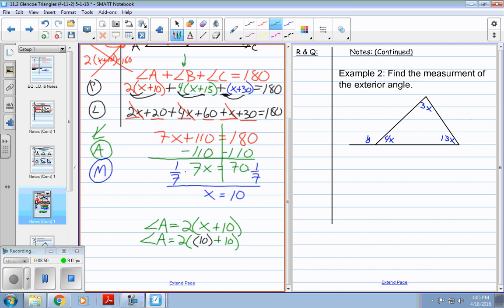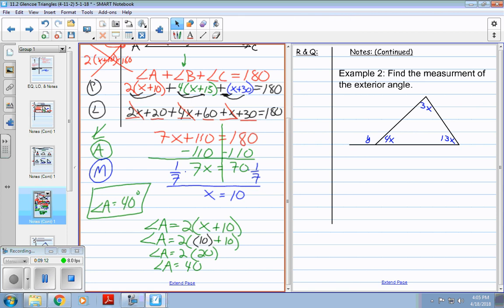And now it's just the order of operations. Oh, the answer is 40. Angle A's measurement is equal to 40 degrees. That's the answer. We've now answered the question they asked.